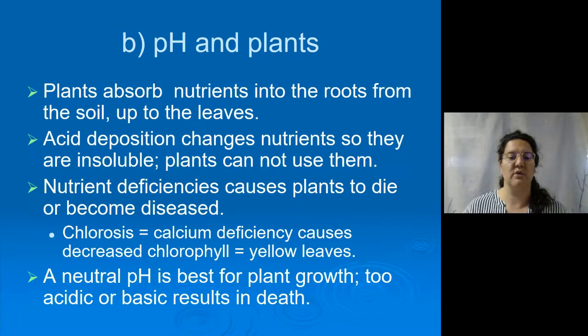And so one of these is called chlorosis. And this is going to be a calcium deficiency, which causes a decreased production of chlorophyll in plants, which causes the leaves to appear yellow. So typically, a neutral pH is best for plants to grow. If those soils are too acidic or too basic, death will often result of your plant.